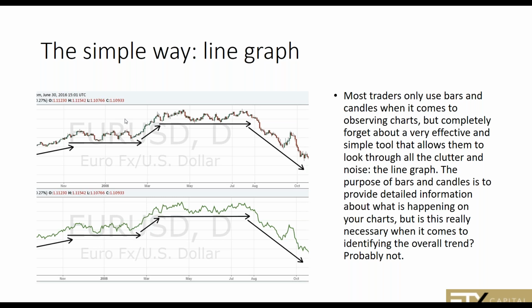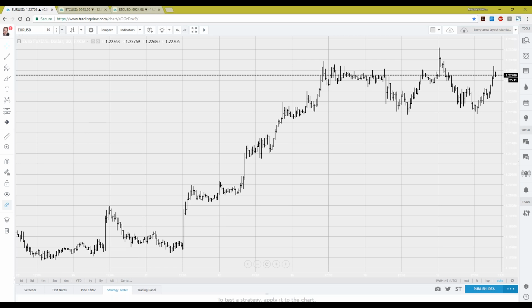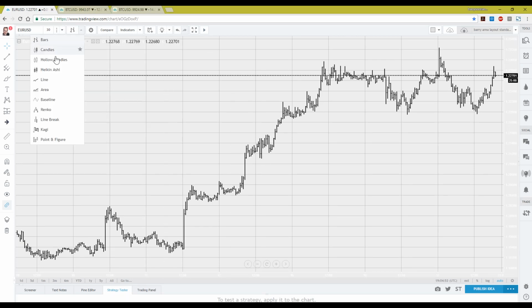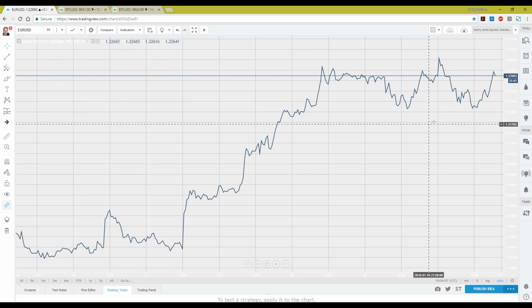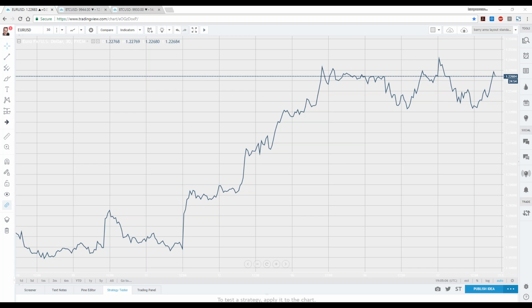Probably not. So if we go back to this euro US dollar, we might want to take out all this noise by simply converting it over to a line chart, which is the simplest chart of it all. But that gives us a clear-cut way to see the trend. It's not my recommended way, but it is one of the possible ways. I don't personally use a line chart for anything.